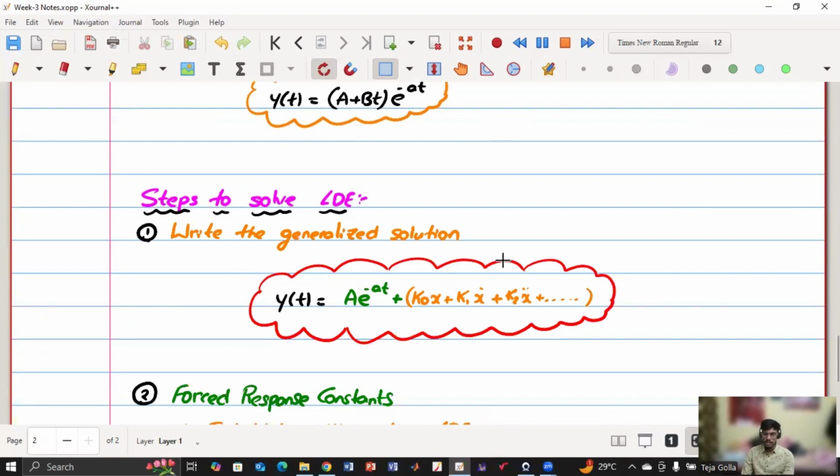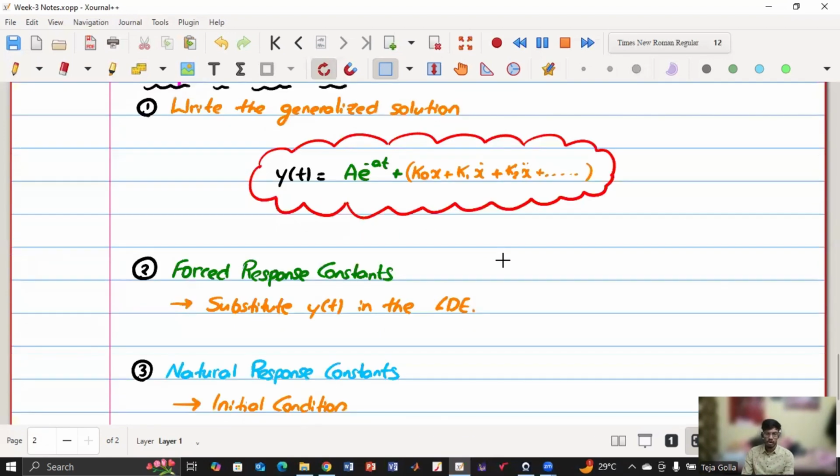Then I mentioned the steps one should follow to solve a linear differential equation. Once the equation is given, you write the generalized solution. Using it, how do we get the constants? First we solve for the forced response constants, which we get by substituting this y of t in the original LDE, because this is the solution to that equation. You get all the forced response constants by comparing the LHS with the RHS, which we'll see by solving a problem.